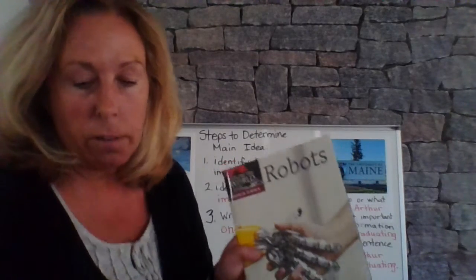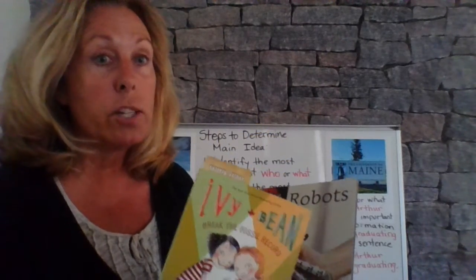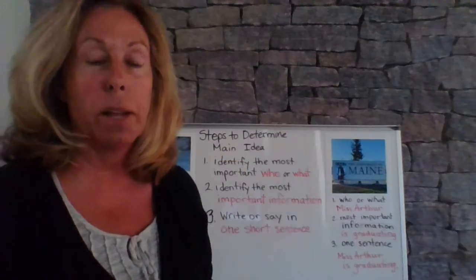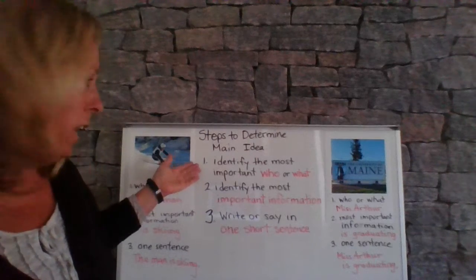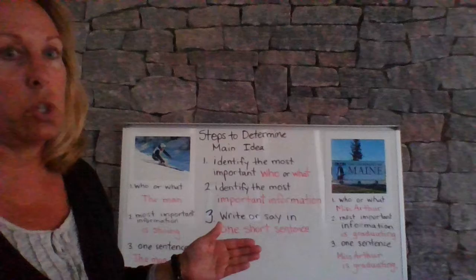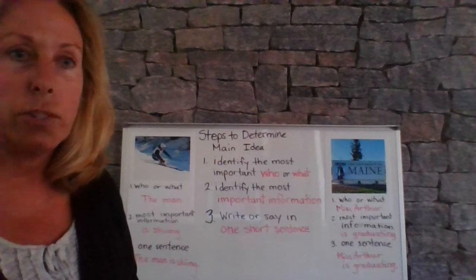This not only works for nonfiction, but it would also work for fiction as well. You might go by chapters. Sometimes you might even have to go page by page and determine the main idea of what's happening at that time. So remember these 3 steps. Identify the who and what, identify the most important information, and sum it up into one sentence. It will help you to remember and better understand what you've read.